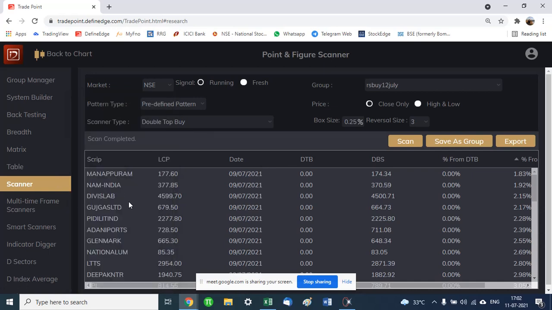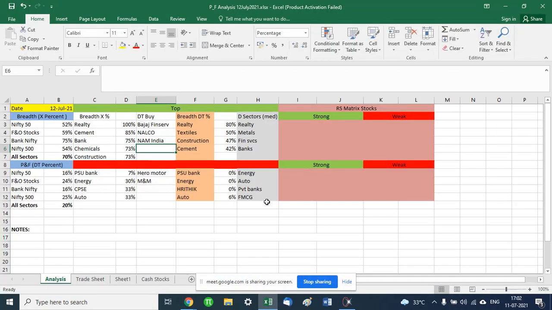The other thing you can do, so supposing you get a list of stocks, like I generally put this report on a group, right? This report looks pretty familiar to you. So I've identified the bullish sectors here as per the sector report. Breadth I'll come to later in the webinar. I have not yet addressed the breadth. So I have generated double top buy for these stocks, Bajaj Finserv, National Aluminium and NAM India. These are looking good to me for long trades.